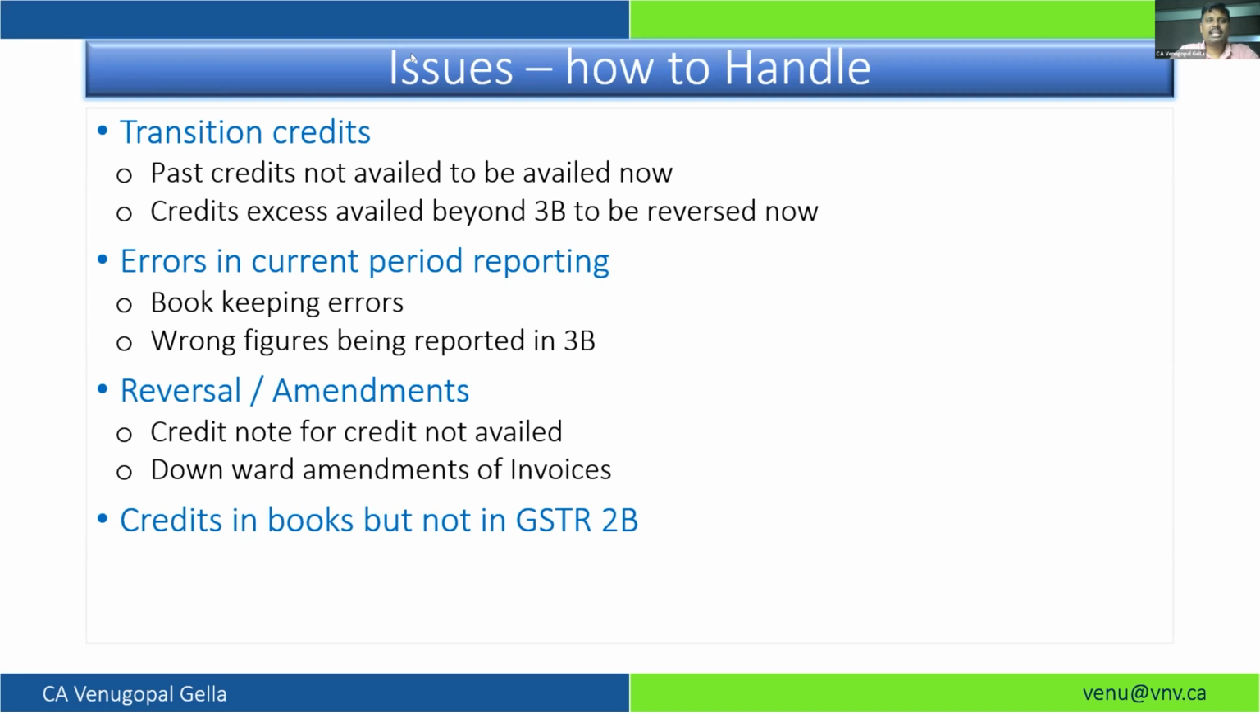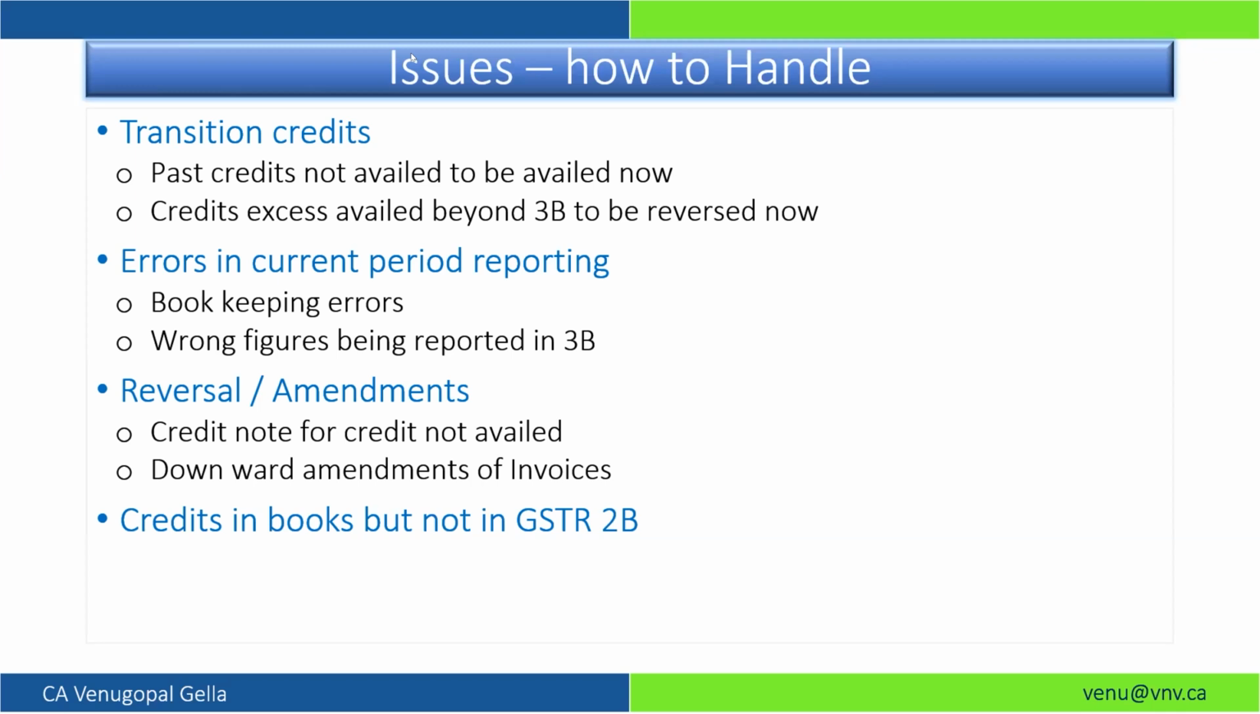I don't agree with your view. Practically, even if I reverse it on a temporary basis, I am reporting a value in 4A5 which is not there in 4D1. So we will have to face department inquiries as to why you have taken a credit more than what you are eligible for.